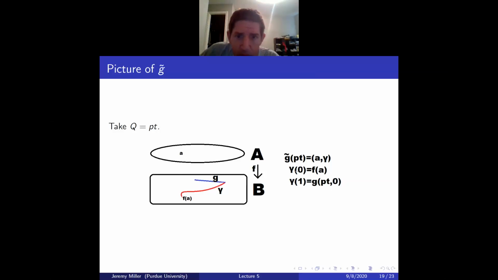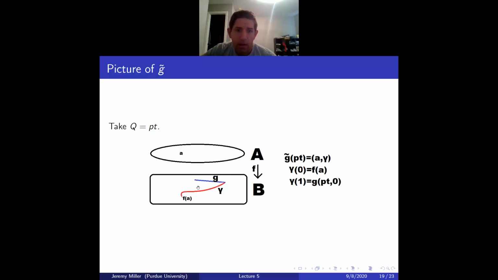And then what is G? So G is a path in B, right? And a lift at time 0 is a point A and a path in B. So the black and the red are the lift, and the blue is the path. It's a little bit confusing because everything is a path.